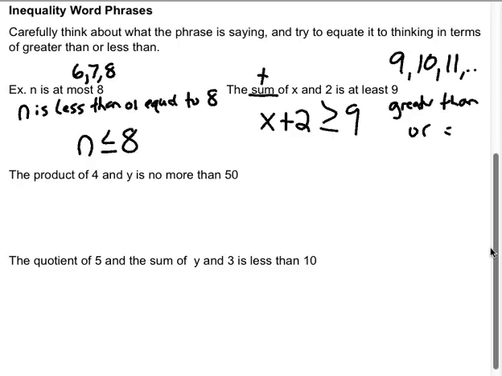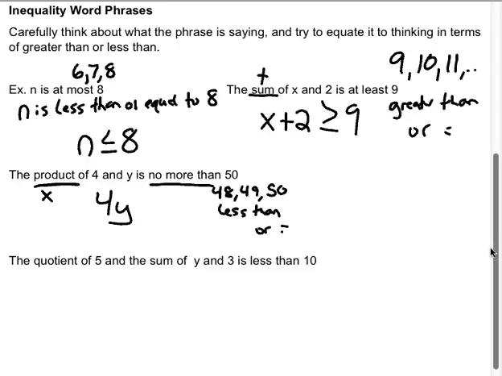The product of 4 and y is no more than 50. Product is talking about multiplying. No more than 50 means it could be 48, 49, those aren't more than 50. It could even be 50, because 50 isn't more than 50, but it can't go any bigger than 50. So this is less than or equal to, if I'm equating it into more common language. So 4y has to be less than or equal to 50.